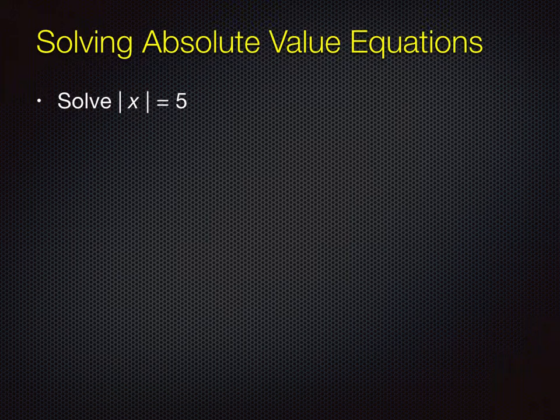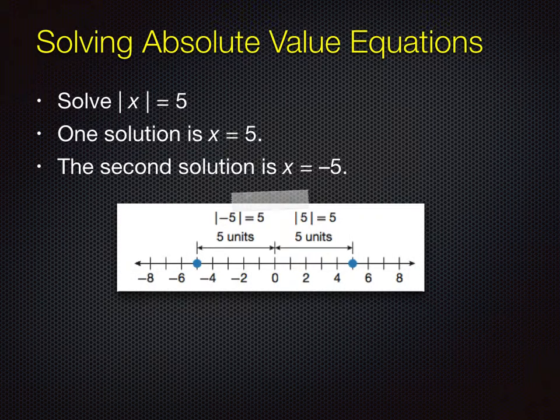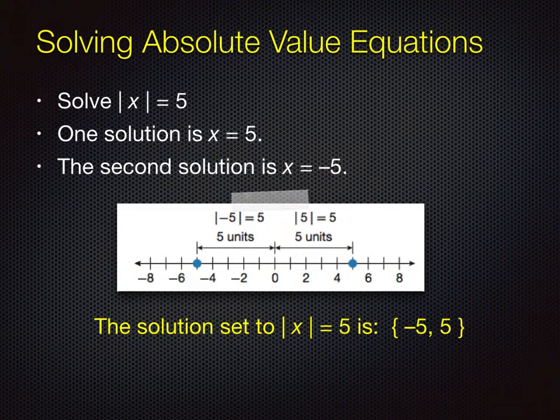The absolute value of x equals 5. Now we know that one solution is x equals 5, but there's a second solution, x equals -5. And to show that using a number line, both 5 and -5 are 5 units from 0. Therefore, the solution set to the equation, the absolute value of x equals 5, that symbol you see there is called a brace, -5 and 5.